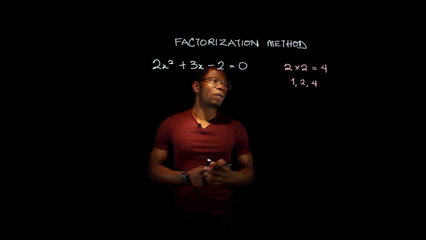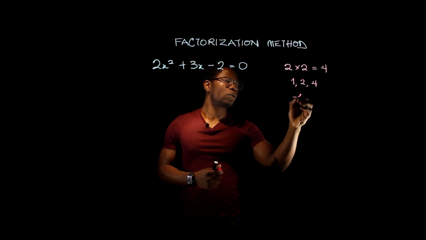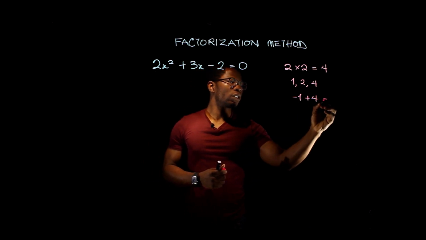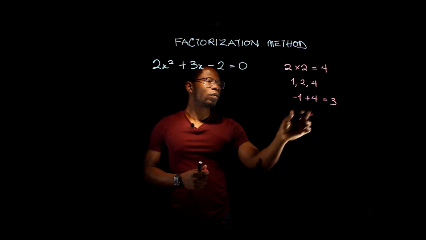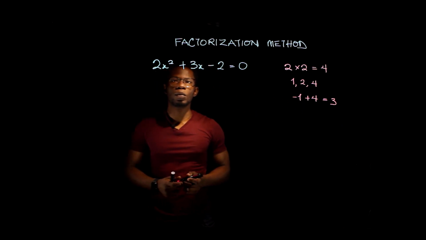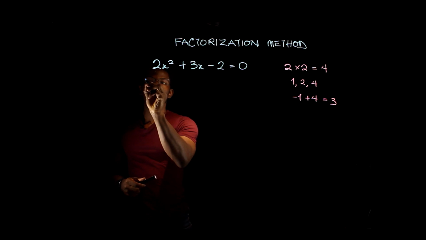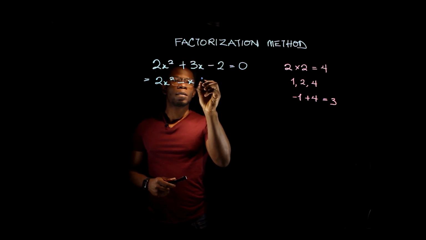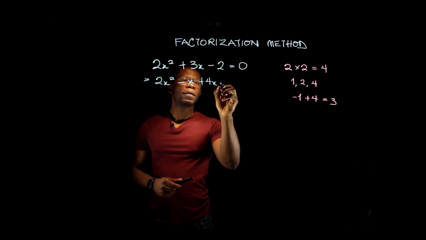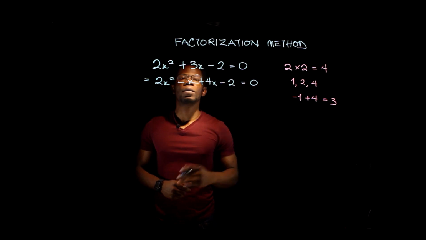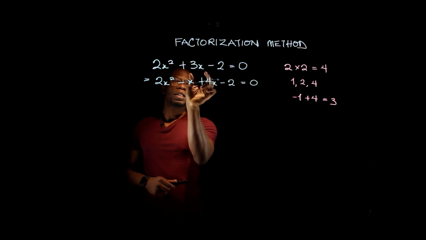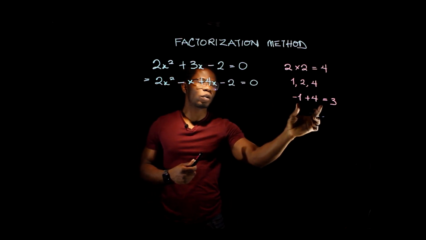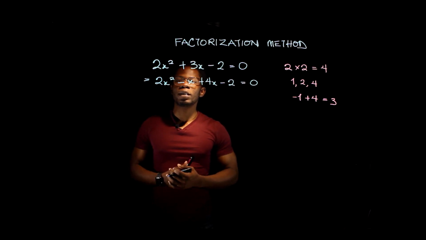So how do we do that? We can have minus 1 plus 4. Now, minus 1 plus 4 will result in 3. So let's substitute this for plus 3 in this equation. And this equation will become 2x squared minus x plus 4x minus 2 equals 0. Now all we've done is split 3x into minus x plus 4x, which is minus 1 plus 4 here. And then we go ahead and factorize.